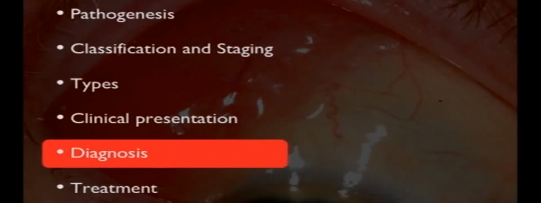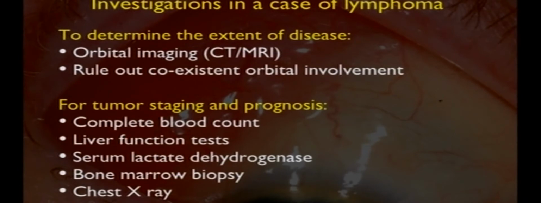When we look at diagnosis of conjunctival lymphoma, essentially it is with the help of biopsy and histopathological examination of that biopsy. However, you want to know the extent of the disease, whether there is associated lacrimal gland orbital involvement or lacrimal sac involvement, and you might want to do a CT or MRI for that. For an accurate tumor staging and prognosis, you need to order systemic investigations.